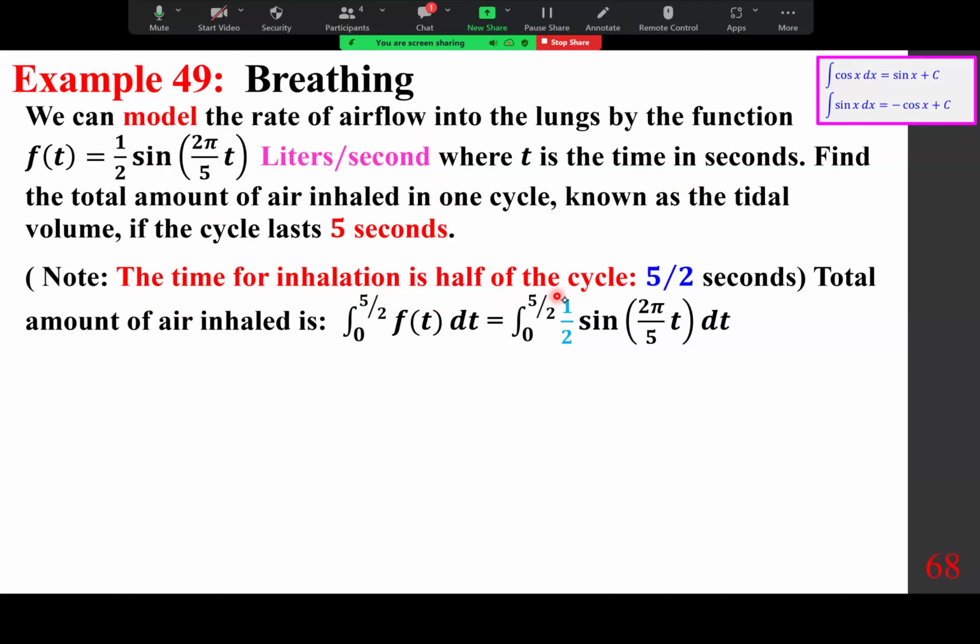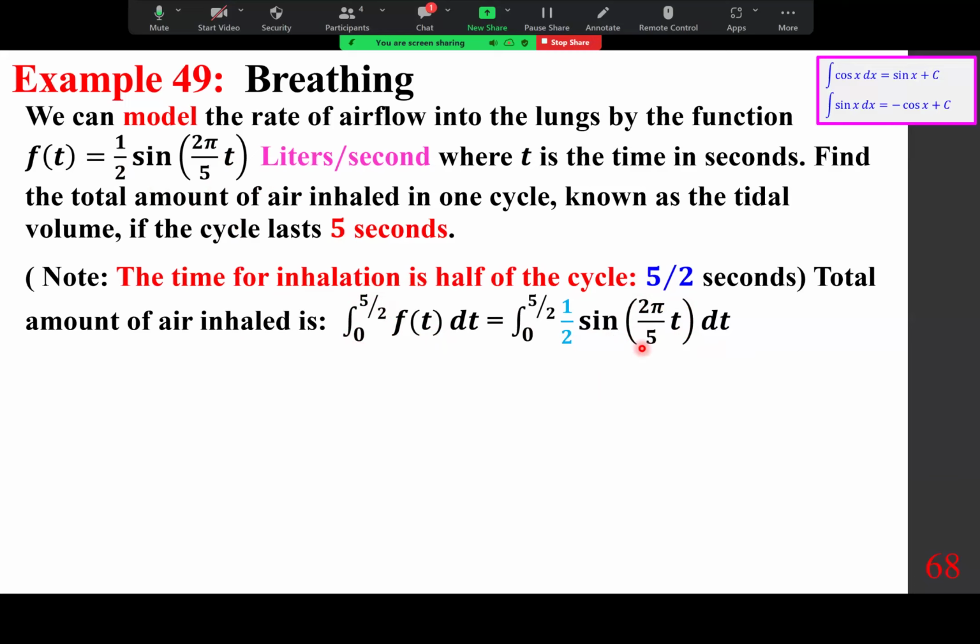So if the total time is 5 seconds, the time it takes for inhaling is only half of that, 5 halves of seconds. So total amount of air inhaled follows the accumulated change, and then we take the integral from 0 to 5 halves of f of t dt. We put the formula half of sine of 2π over 5 t dt, and we are going to evaluate that. We need to use a substitution method.